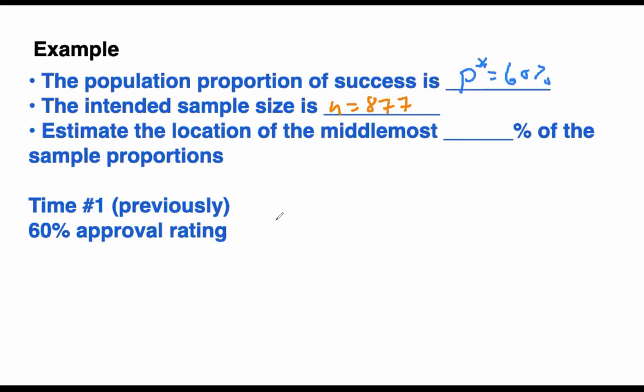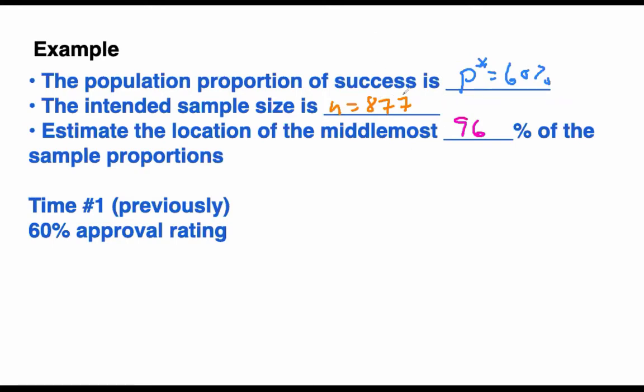And let's say we want to calculate the middlemost. Just because I want to do it with a different number, we're going to say the middlemost 96% is what we take to be usual versus unusual. So the middlemost 96% of the sample proportions, that's what we're going to define as usual and unusual. I would like to get an estimate of the location of the middlemost 96% of sample proportions if the proportion is 60% for the population and we take samples of size 877.